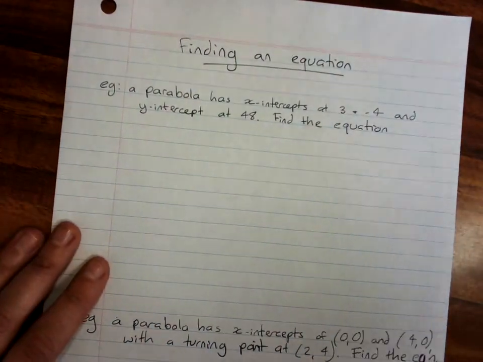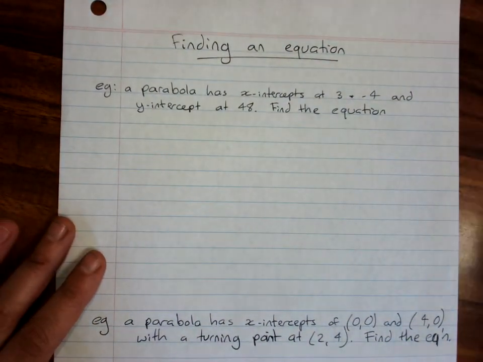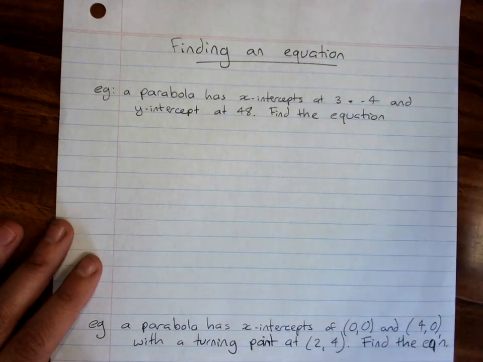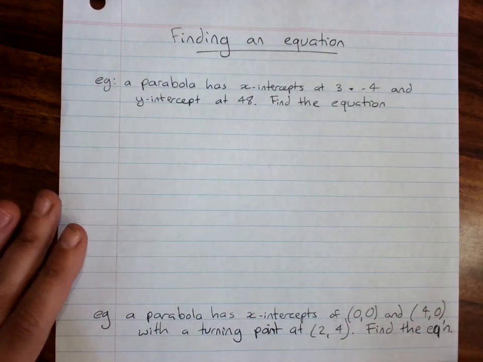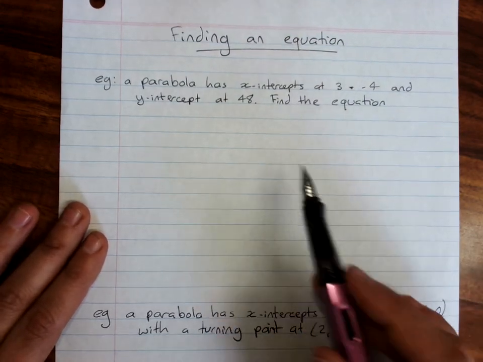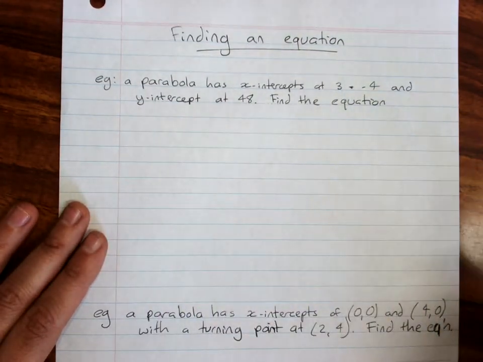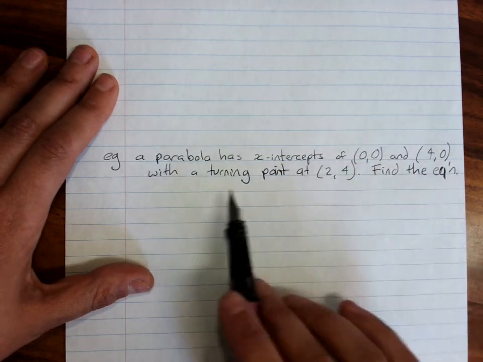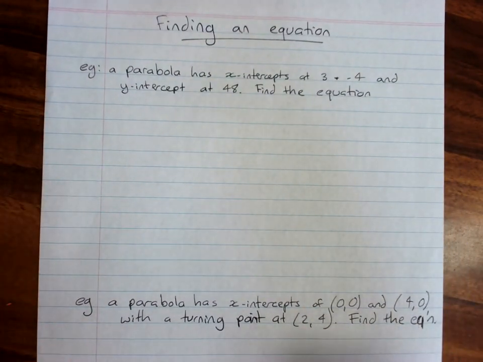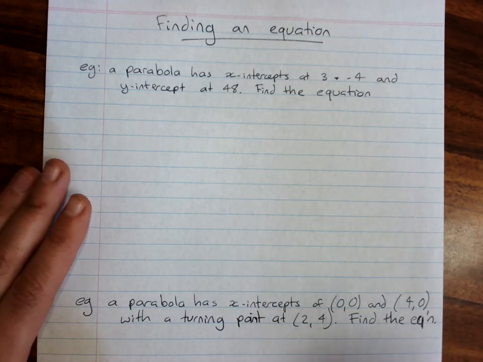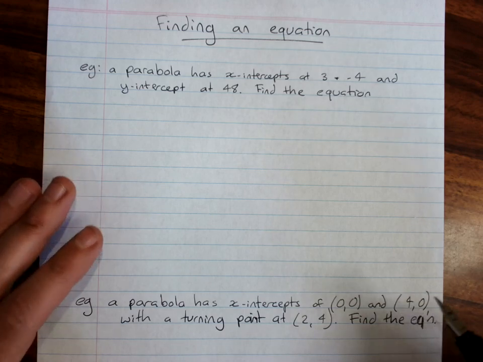Okay, man, longest video ever. Finding an equation. Now when we're finding an equation, we might be given the x-intercepts and one other point. So here I've got the x-intercepts and the y-intercept. Here I've got the x-intercepts and a turning point. It all depends on what you have been given, whether you want to use the turning point form or the factorized form. There are various different options.